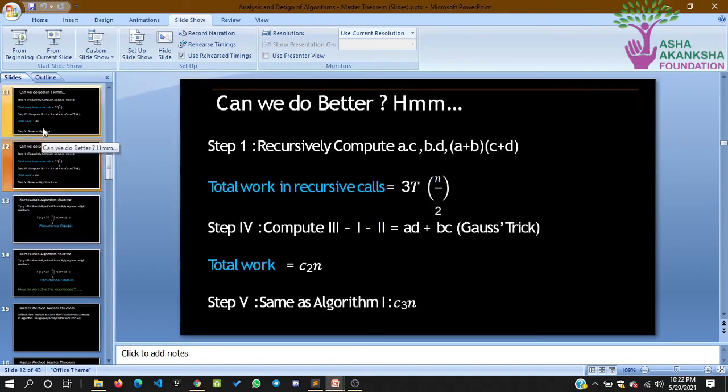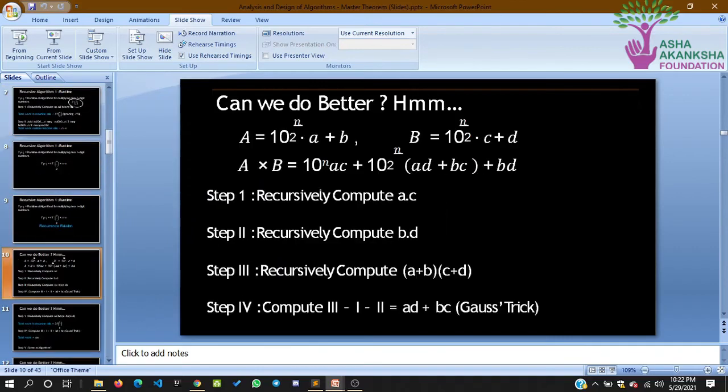Now, what is the time complexity of this algorithm? So this was the whole process. You get AC, you get BD, then you calculate this, then you compute this, and you get AD plus BC. Then you append n zeros in front of AC, n by 2 zeros in front of the result from step 4, and then you add BD. Now I will be discussing the time complexity for this entire process.